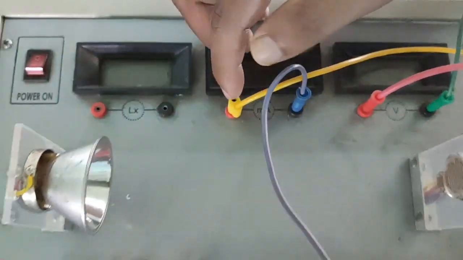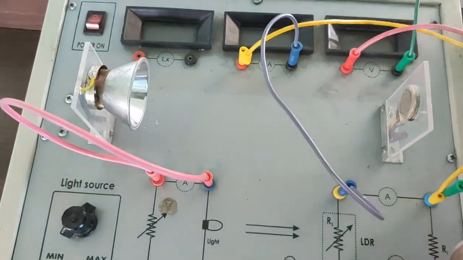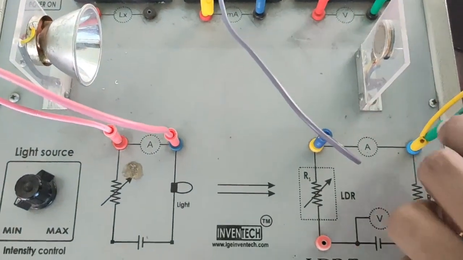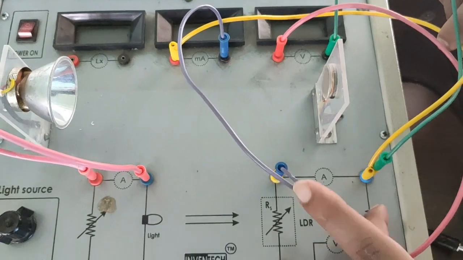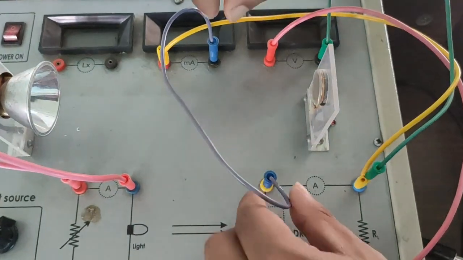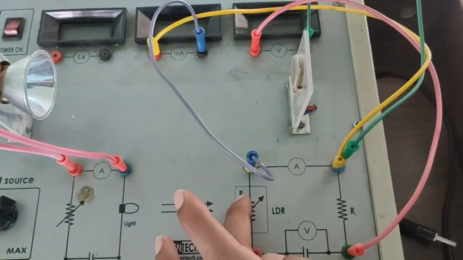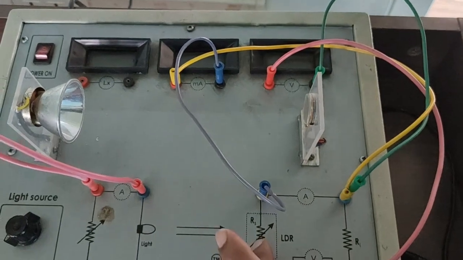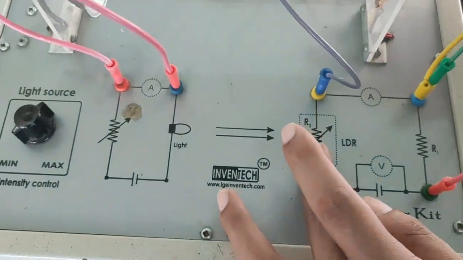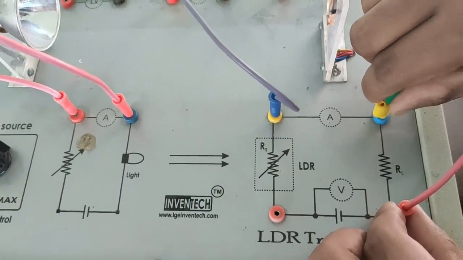So these two probes are connected to this. One is across RL, because the current will be measured along with this RL, and this is another lead, correct? And this is our RS resistance, which is nothing but its resistance. This is our voltage, which is connected like this, right?